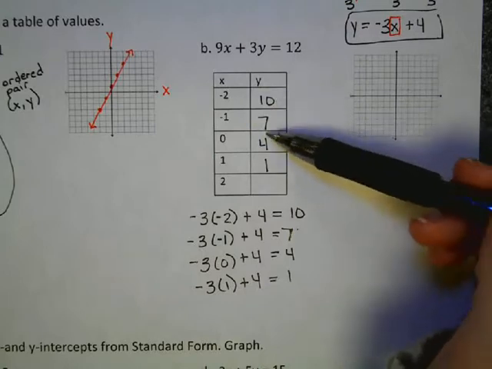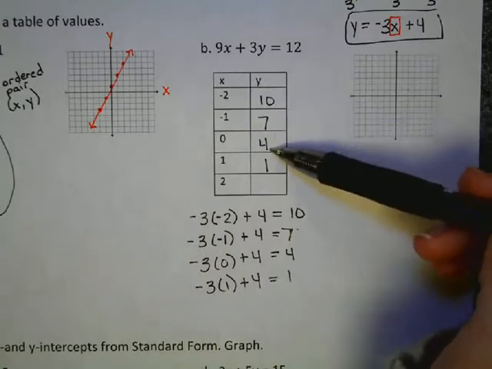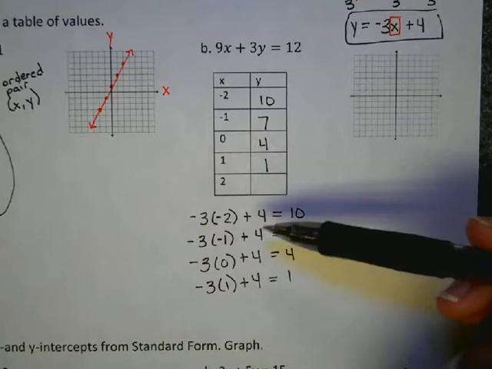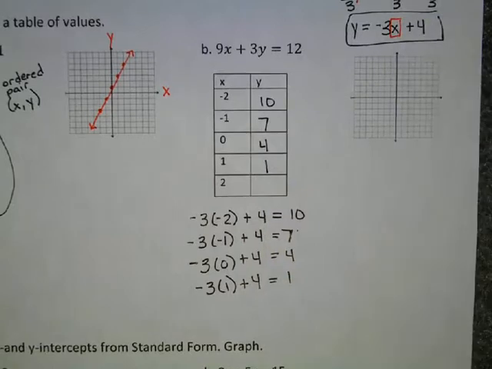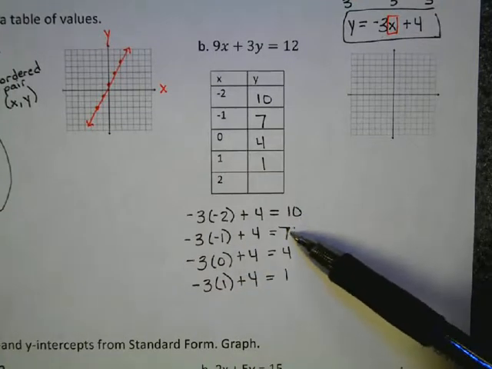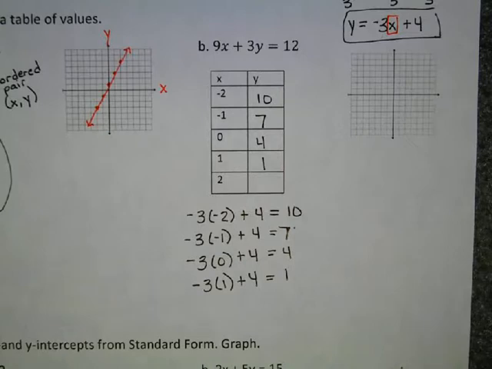Hopefully you guys are starting to see a pattern in my answers over here. They seem to be going down by 3 each time. And if you look at the slope of your problem, it's -3. So if you remember how to graph with slope, you would go down 3 over 1. And that's what's happening every time: our y values are going down 3.